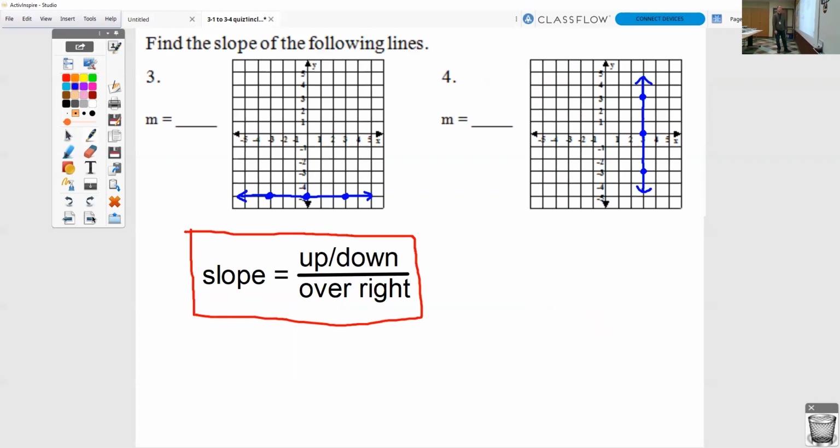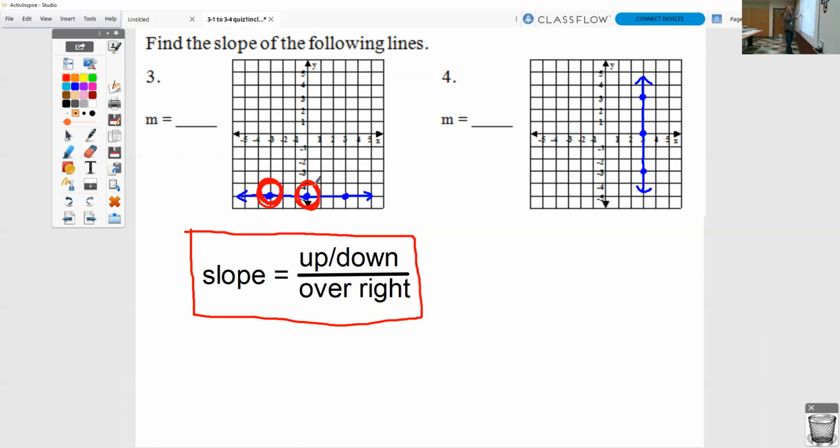In the next part, you have to identify your slope. Now remember, slope is always written as a fraction. The top number is how many you go up or down. The bottom number is how many you go over to the right. We always look at slope just like we're reading a sentence, going from left to right. So we're going to start out here and go to here.